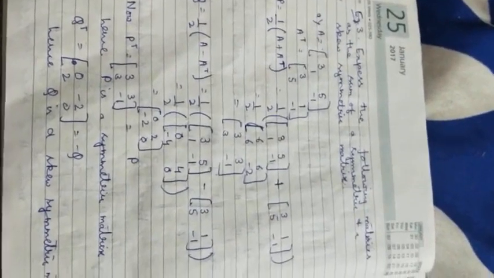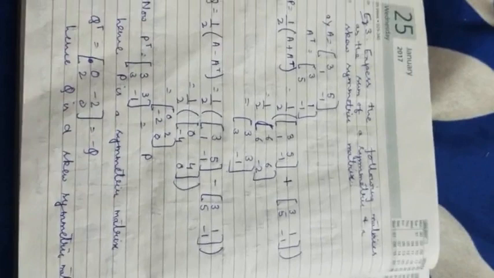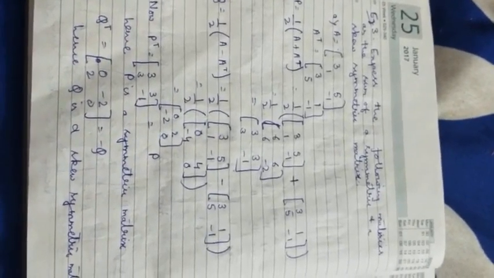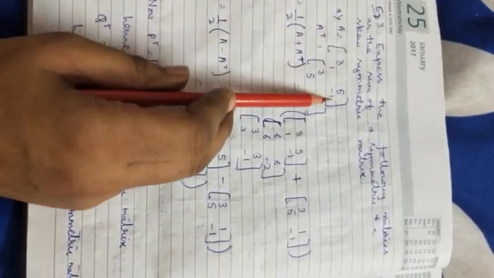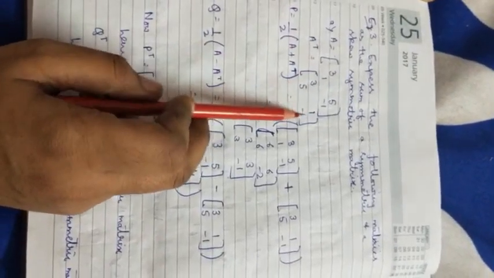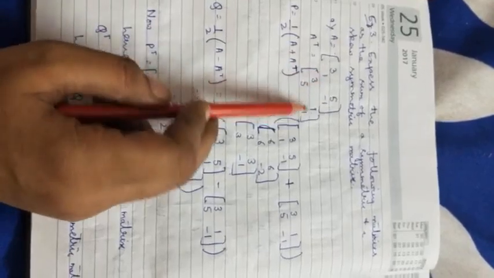A common use of symmetric and skew symmetric matrices is that you have to express a given matrix as a sum of a symmetric and a skew symmetric matrix. We are given a matrix A 3, 1, 5, minus 1, and we are taking out the A transpose 3, 5, 1, minus 1. The rows become the columns, the columns become the rows.